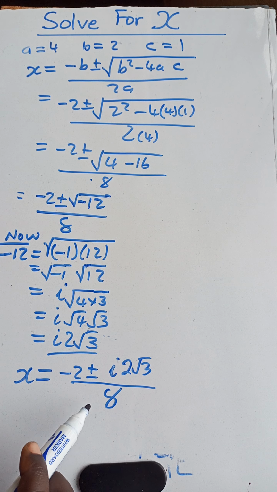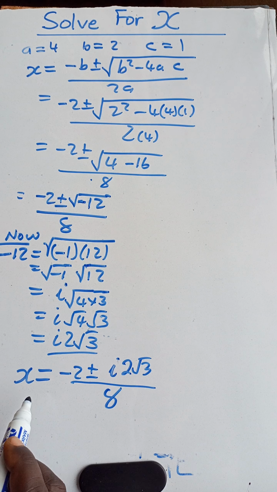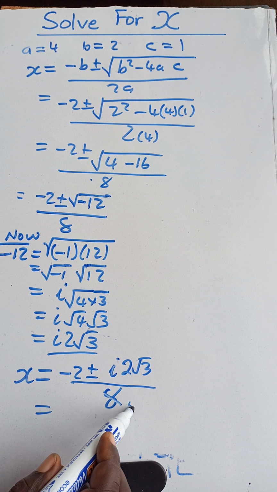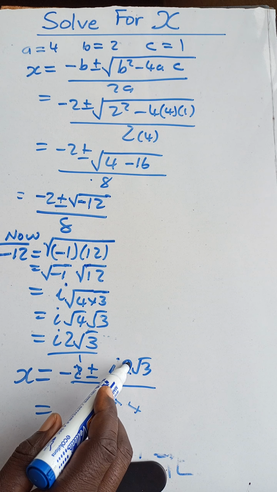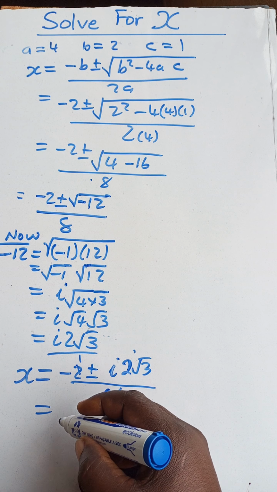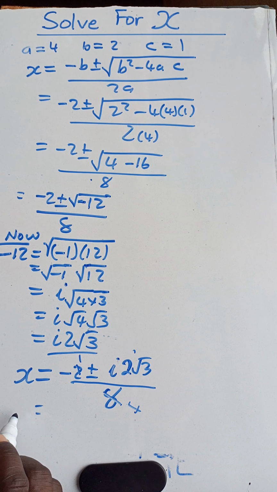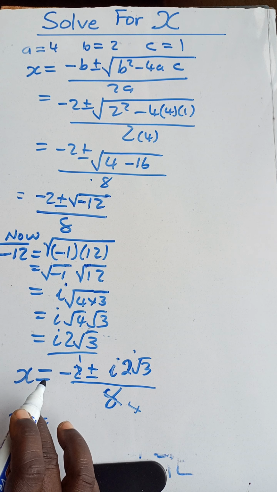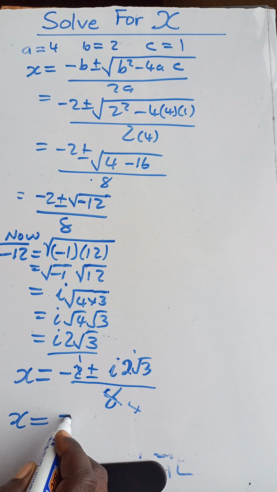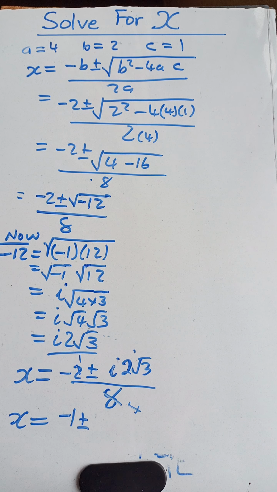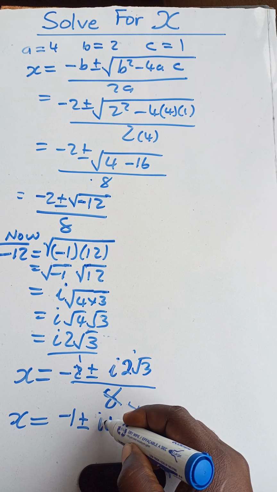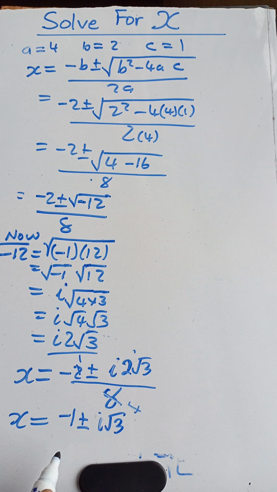All right, now 2 can cancel all round because 2 here 4, 2 here 1, 2 there 1. So that gives us x equals negative 1 plus minus i root 3 all over 4.